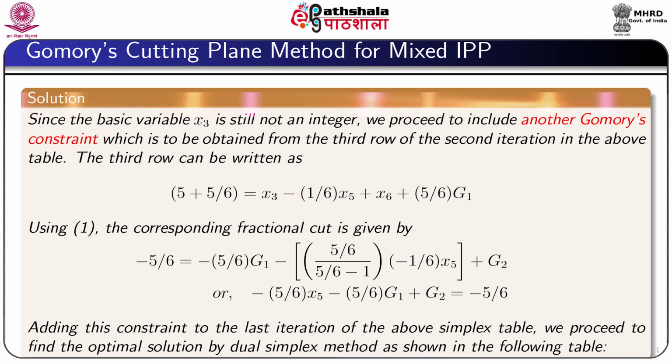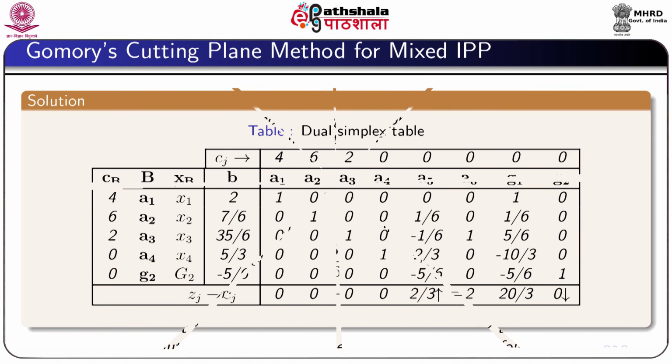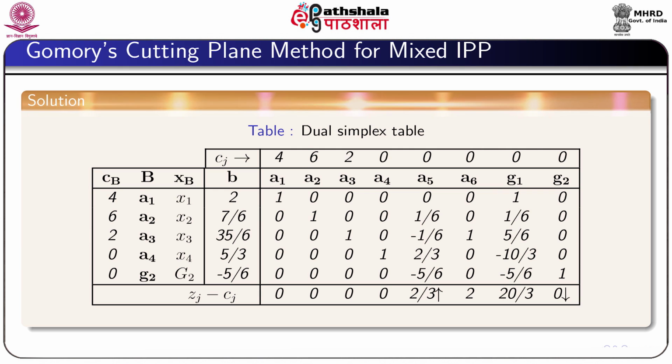So, adding this constraint to the last iteration of the above simplex table, we proceed to find the optimal solution by dual simplex method, and this slide shows the iteration in dual simplex method. From the last row, we see that g2 is the departing vector, and we can easily calculate the entering vector as x5, and we proceed further.